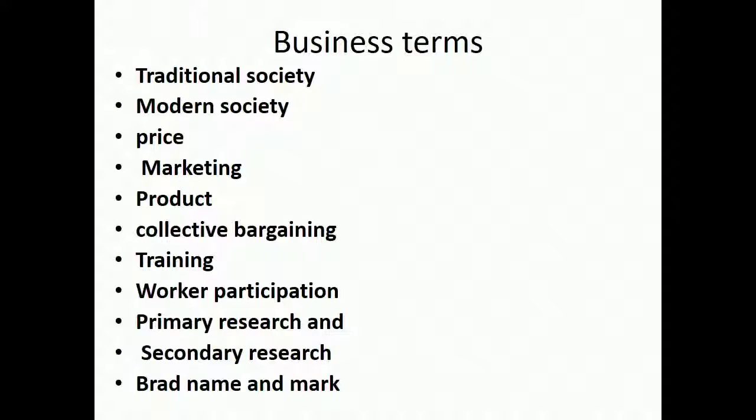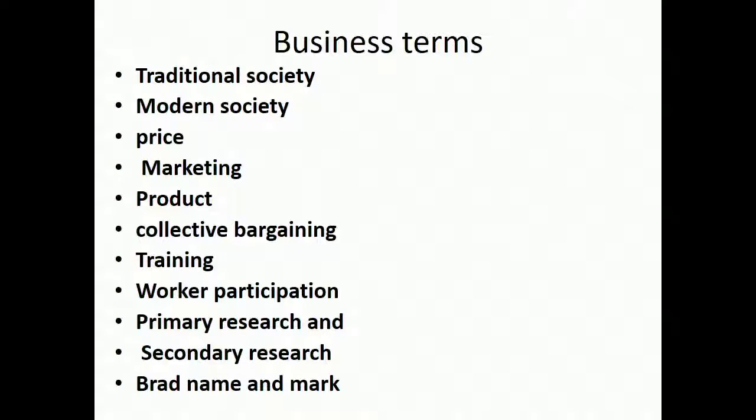Now, as a business teacher or as a business stakeholder, one is expected to first understand all business terminologies in the business activity. And such terminologies includes the traditional society, the modern society, the aspect of price, marketing, product, collective bargaining, and training. Look at the work participation, primary research, secondary research, brand and mark aspect in terms of business terminologies. Read other business terminologies and understand in detail what it means.